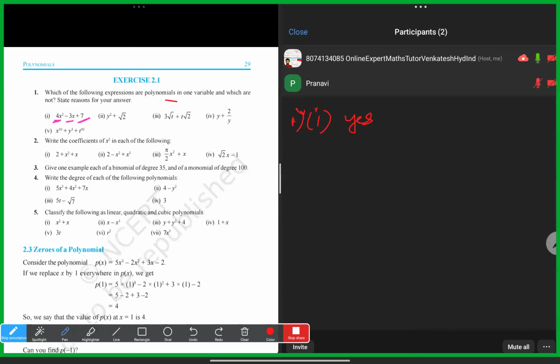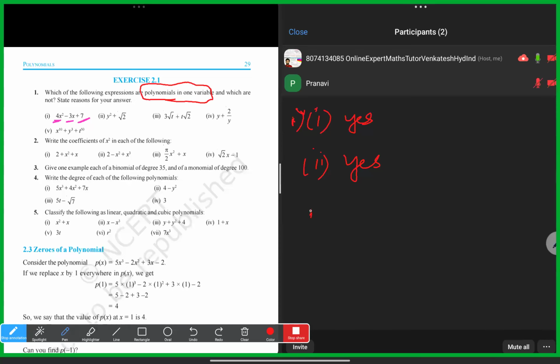Okay, Pranavi? Yes, sir. Then which are not? First one is yes. Second one is also yes, because we have variable power y power 2, which is positive, and root 2 you can write beside x power 0, not a problem. Okay, Pranavi? Yes, sir. So it's one variable only, that's why.